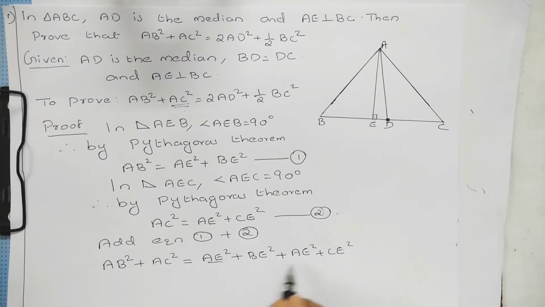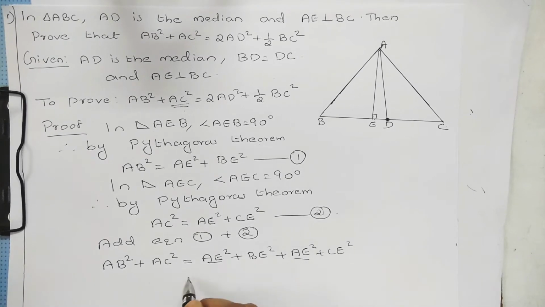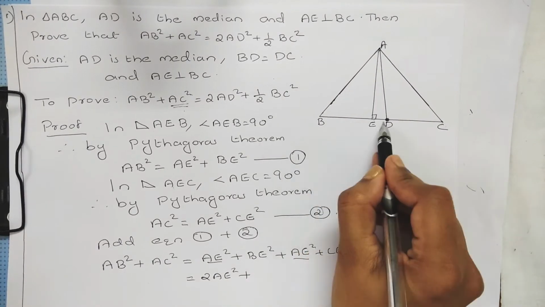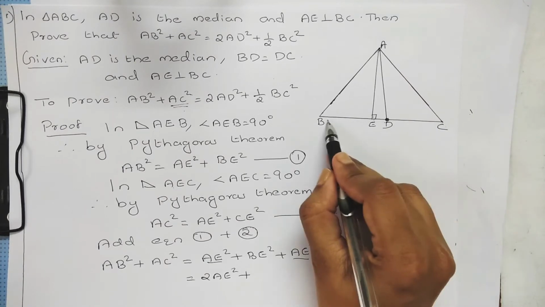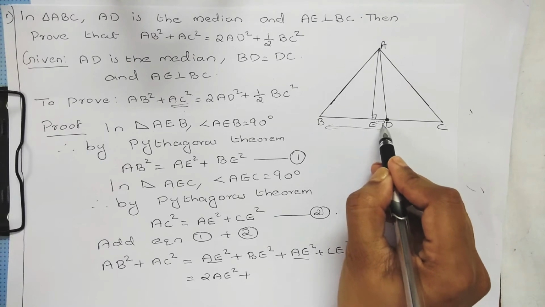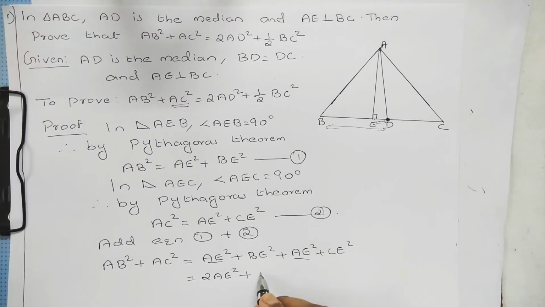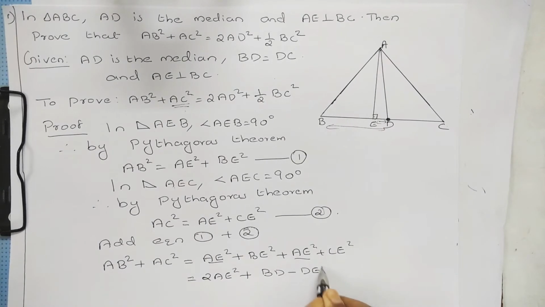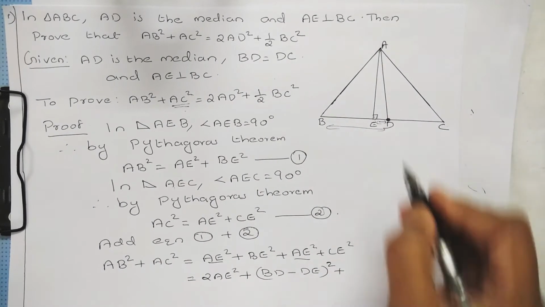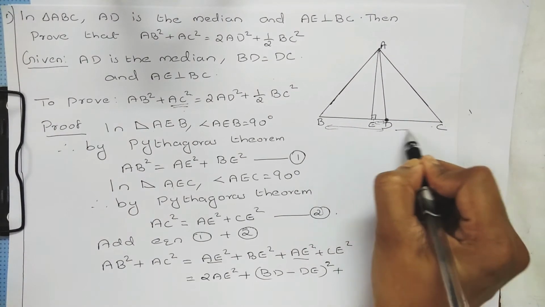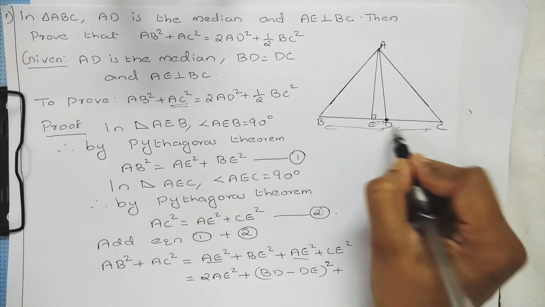Now we see here 2 times AE square is there. So you can write 2AE square plus BE. I am writing BE as total BD minus DE, you will get BE. Understood? Total BD minus DE, if you do that, you will get BE. So I am writing BD minus DE the whole square plus CE the same way. How will you write here? CD plus DE. CD plus DE will be the CE.